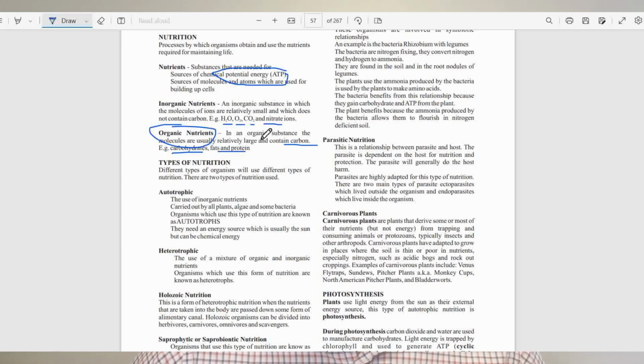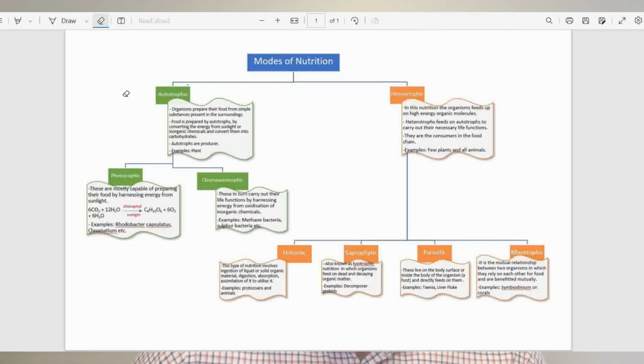Now let us look at the mode of nutrition. Now when you talk about the mode of nutrition, nutrition generally is divided into two types. One is called the autotrophic nutrition, and you have the heterotrophic nutrition. So let's look at this table.